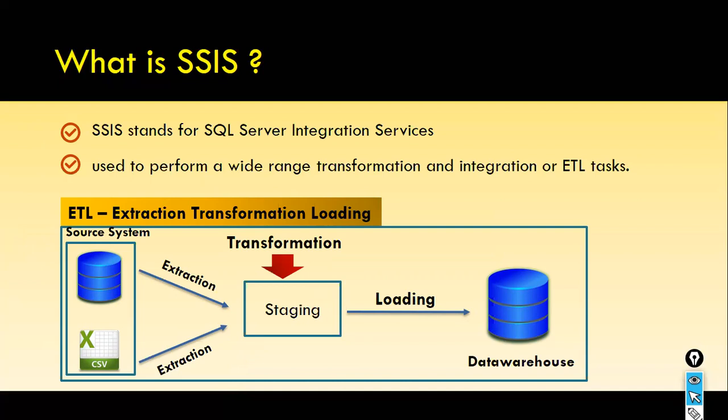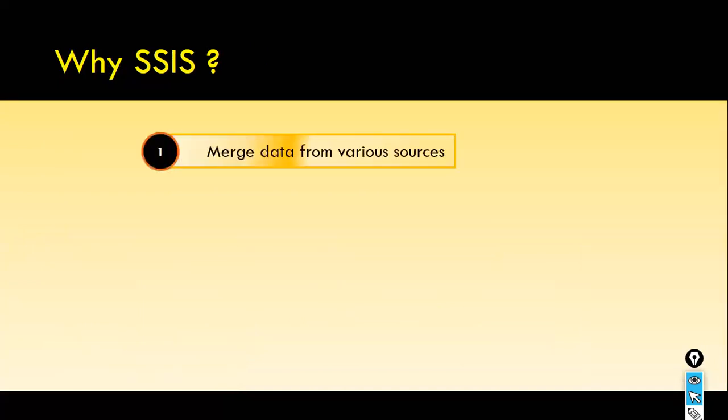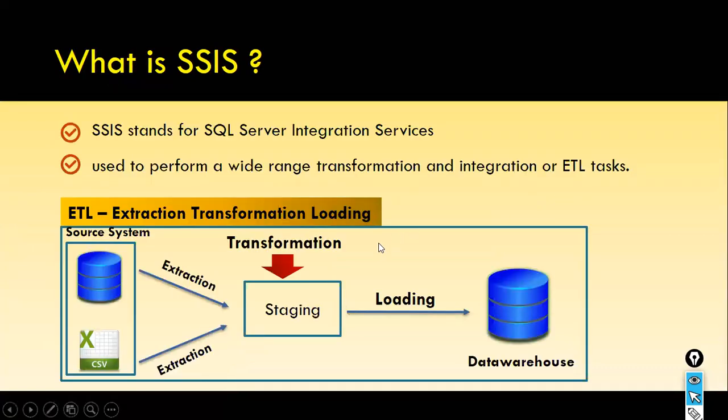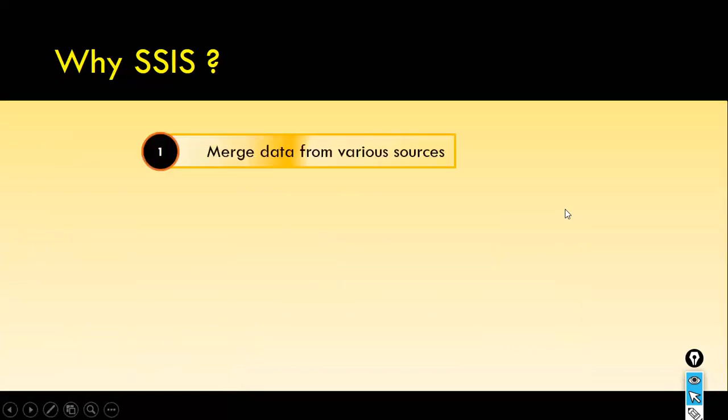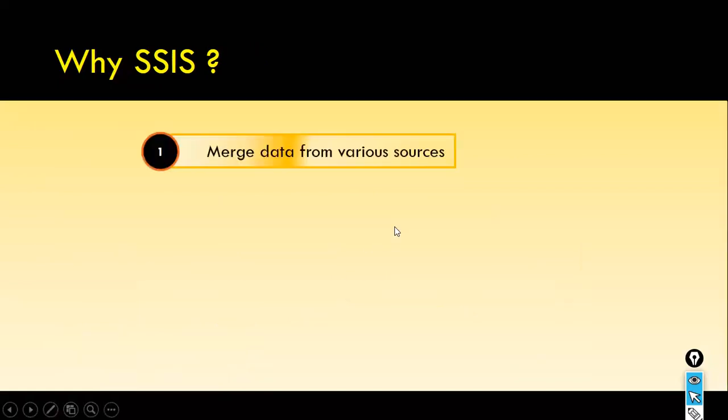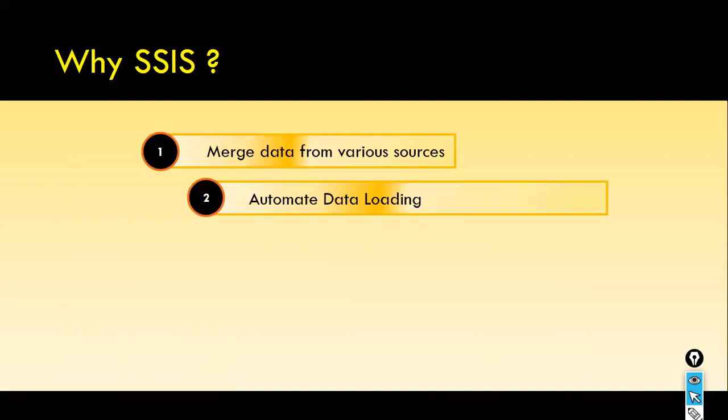Next, why SSIS? Why can't it be other tools? And what can we do with SSIS? With SSIS, as I said earlier, we perform extraction, loading, data transformation, everything you can do. And importantly, you can merge the data from various sources. For example, your data is available in a database or CSV file or XML file or Excel file, be it any source system. We extract the data from various sources and then we load the data into the staging area and we do the transformation.